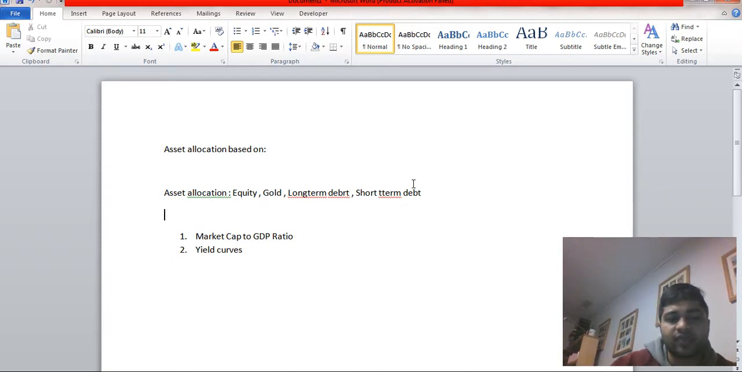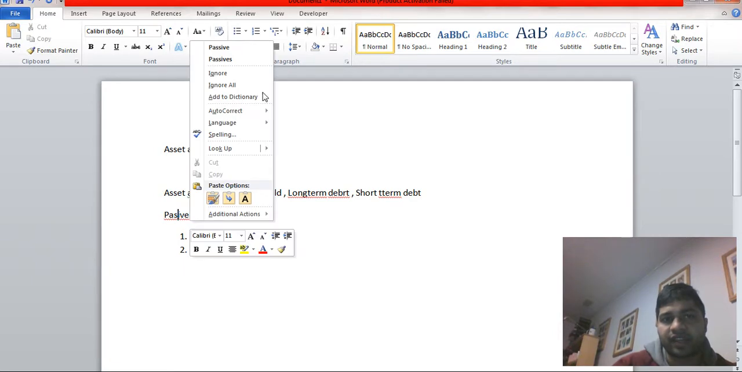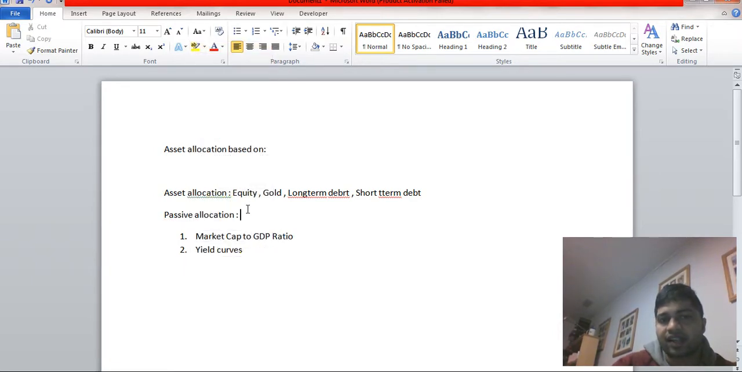Now there are different ways to go about it. One is passive allocation. Irrespective of market conditions and external variables, you decide an allocation and you stick to it. So let's say your allocation is equity 60% and debt, long-term and short-term, 40%. Then irrespective of the performance of equity and debt, you keep the asset allocation constant at 60/40.